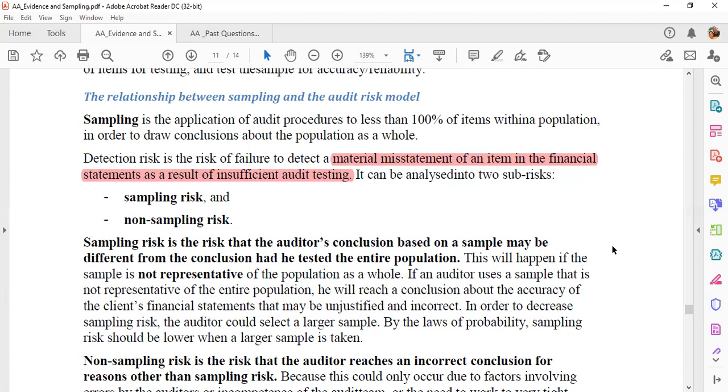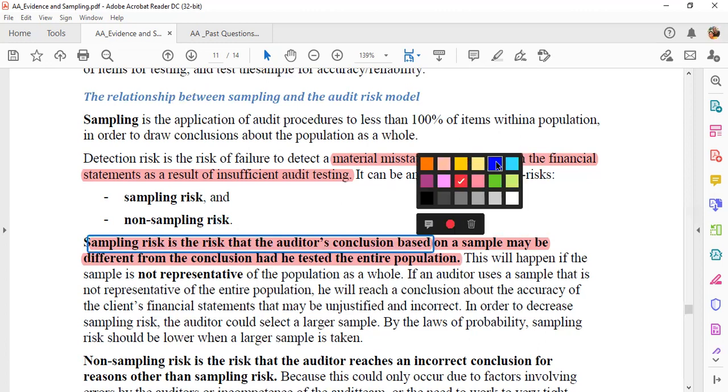Sampling risk is the risk that the auditor's conclusion based on the sample may be different from the conclusion had they tested the entire population. When we say sampling, you are not checking the entire population. The risk that occurs as a result of not checking the entire population is what we call sampling risk. Please don't forget this, my people.